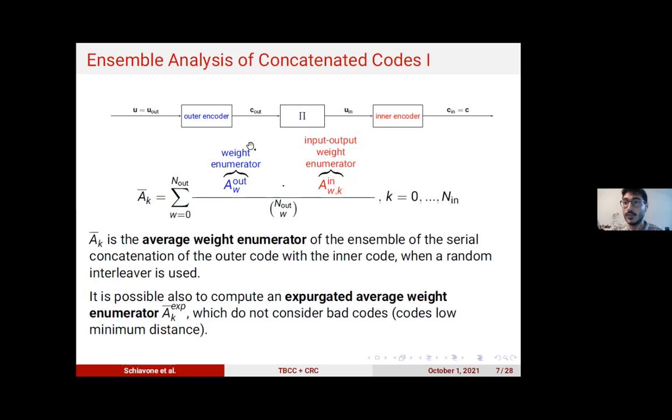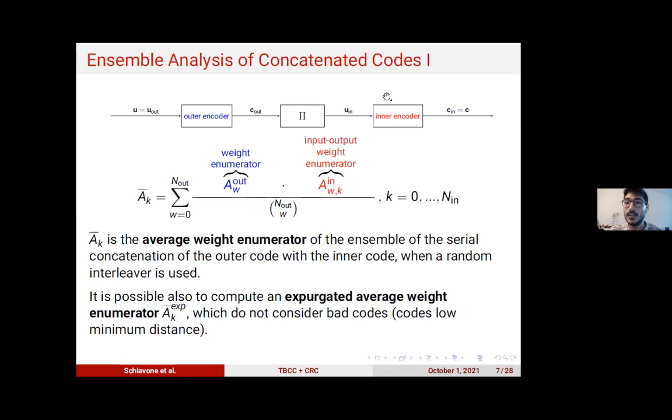Which are the ingredients to study a serial concatenation in general? We need the weight enumerator of the outer encoder, that is, the number of code words that have a certain Hamming weight. How can we find it if it is, for instance, a cyclic redundancy check code? Luckily, it is a high rate code, so we can study its dual code, and then use some mathematical tricks to recover the weight enumerator of the CRC. But for us, it's important that there exists a way to find it.